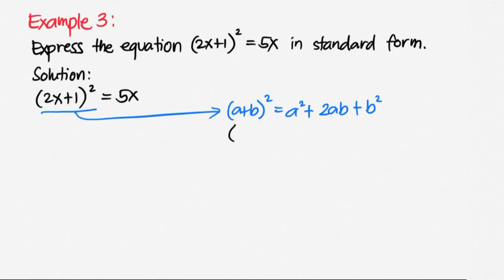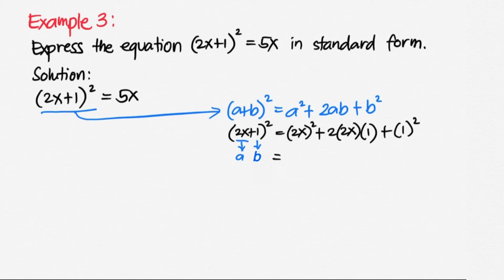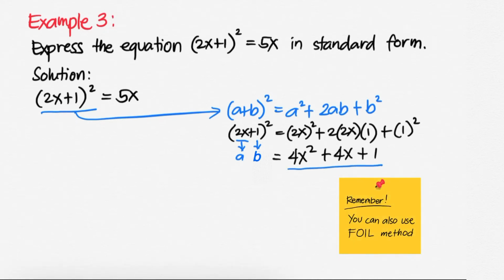In 2x plus 1 squared, 2x is the a and 1 is the b. So let's substitute. A squared is 2x squared, and then plus 2 times 2x times 1, then plus 1 squared. Then 4x squared, then plus 2 times 2x times 1 is 4x, then plus 1. Let's substitute that into the equation. 4x squared plus 4x plus 1 equals 5x.